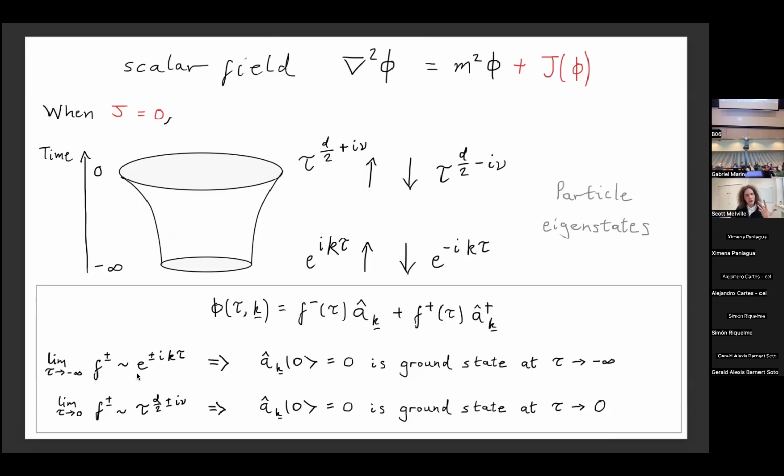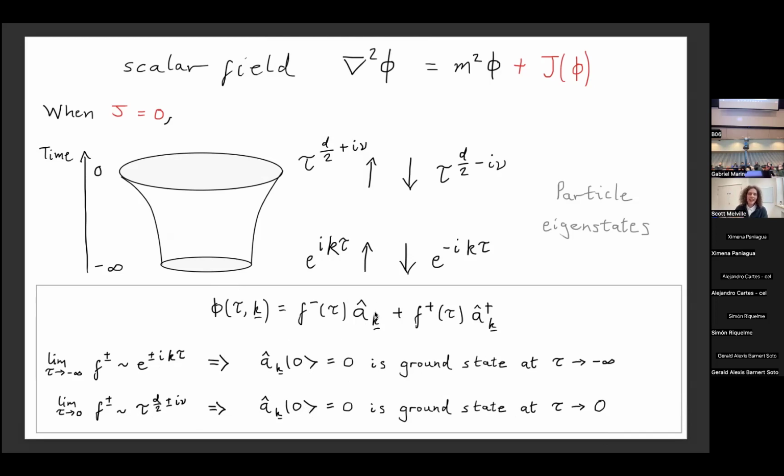So the idea is that if you choose these plane wave boundary conditions in the far past, so if you use mode functions that scale like plane waves in the far past, this defines for you an operator A, which annihilates the vacuum, annihilates the ground state of the system in the far past. But if you instead chose a different boundary condition, these power law boundary conditions for the mode functions at late times, it defines a different annihilation operator, which annihilates a different ground state, the ground state at late times towards the end of inflation.